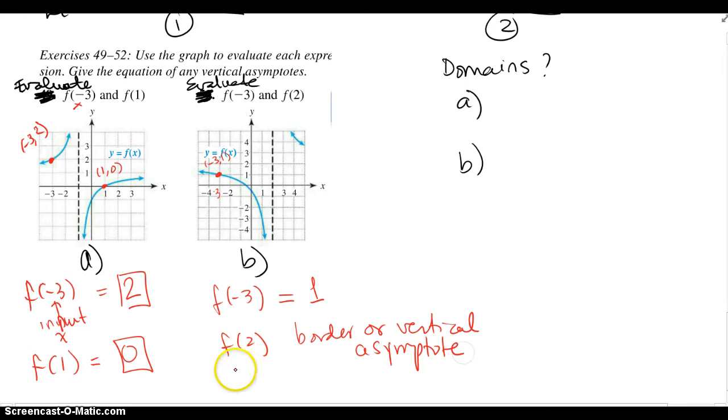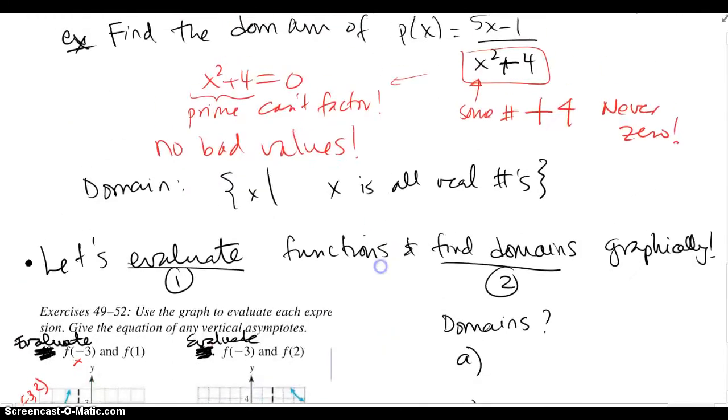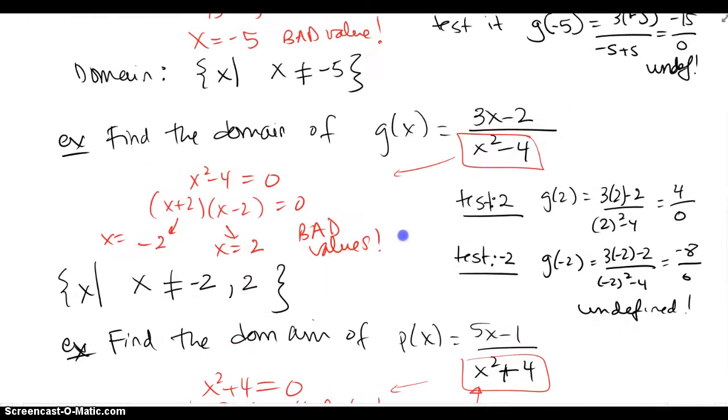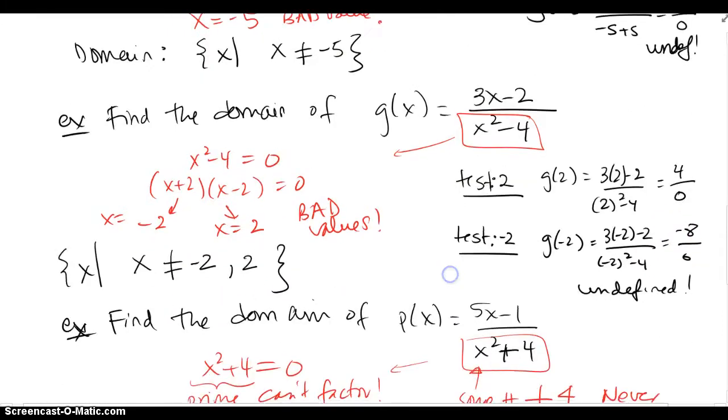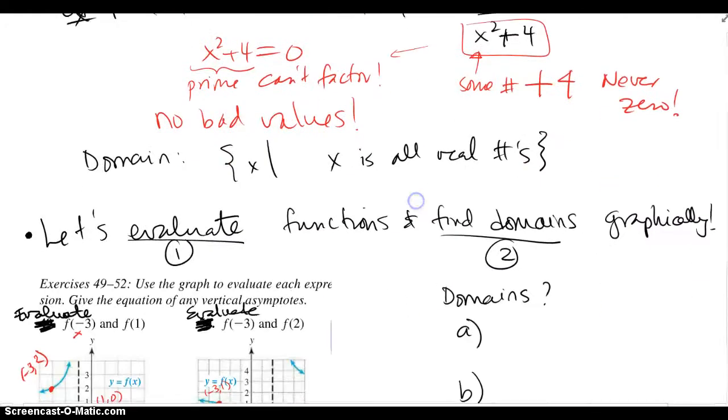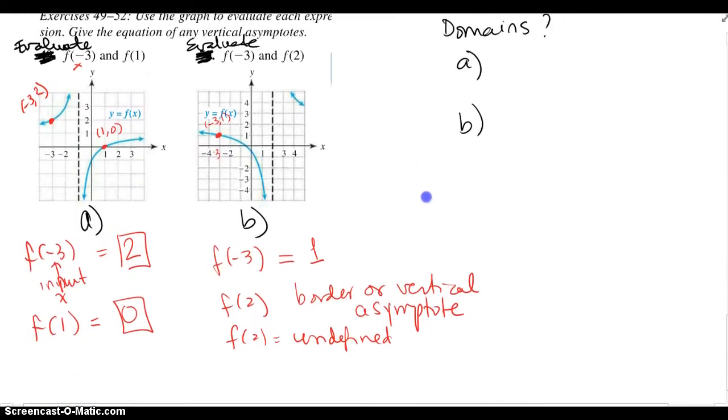And that means it's undefined. So basically what's happening is you're getting a 0 in the denominator, and you're getting a vertical asymptote. It's becoming undefined, kind of like way up here when we were looking at bad values. Whatever bad values you get, they give you undefined terms. You don't have an actual ordered pair that comes out of it, and that corresponds to what's happening here.